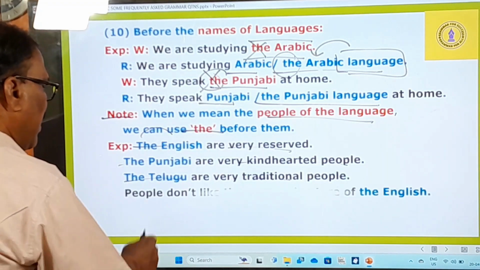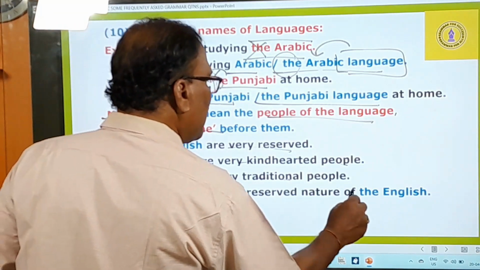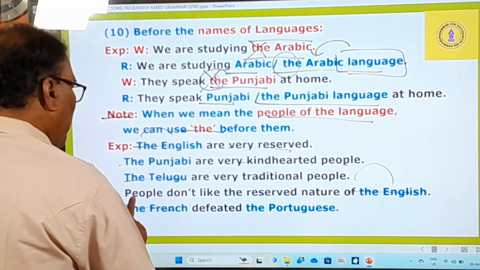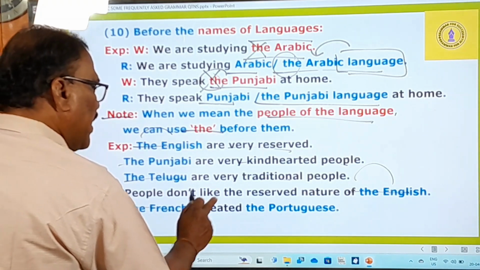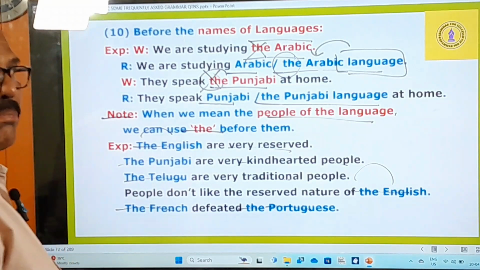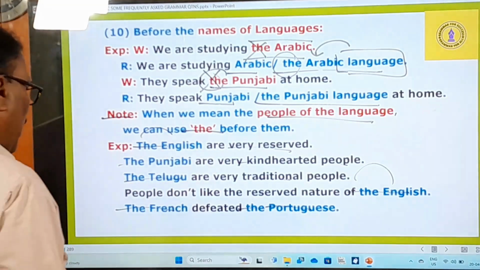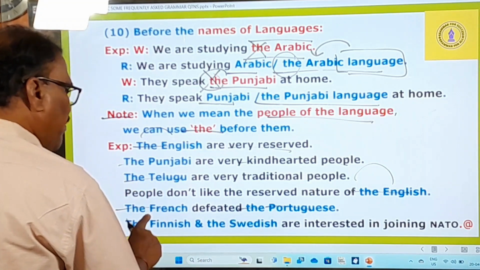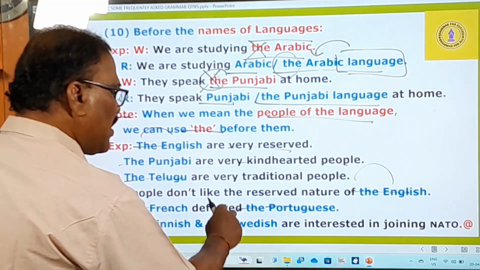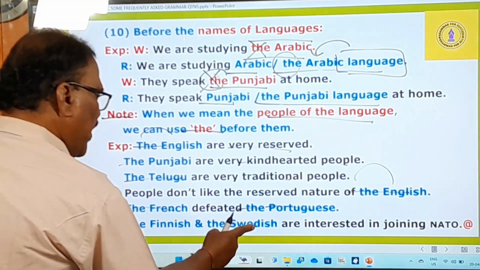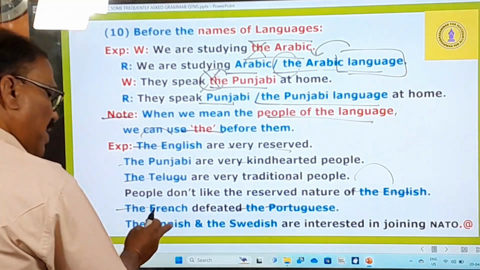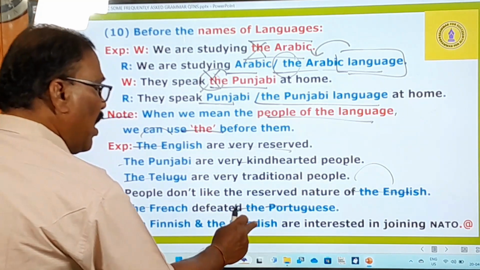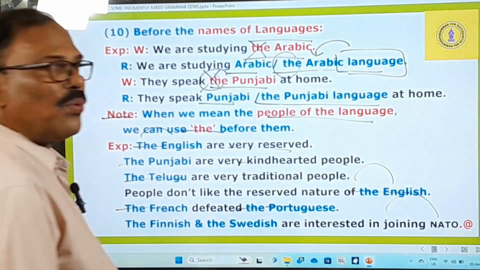That's the meaning. And, "People don't like the reserved nature of the English." Again, the people speaking English. "The French defeated the Portuguese": the people speaking French defeated the people speaking the Portuguese language. Right. So here, the Finnish and the Swedish. From Finland, Finnish has come; from Sweden, Swedish is there. The Finnish means the people speaking Finnish, the Swedish the people speaking Swedish. "The Finnish and the Swedish are interested in joining NATO."